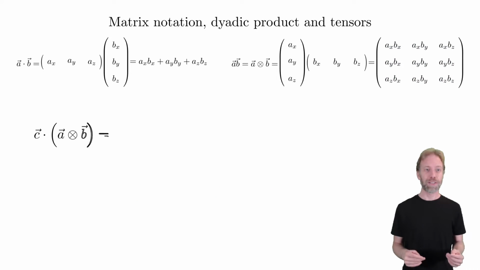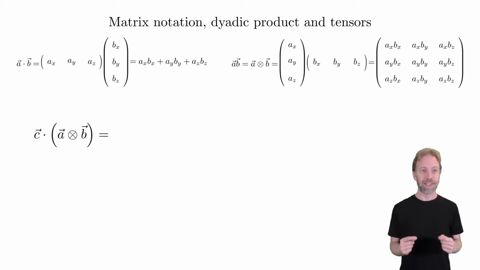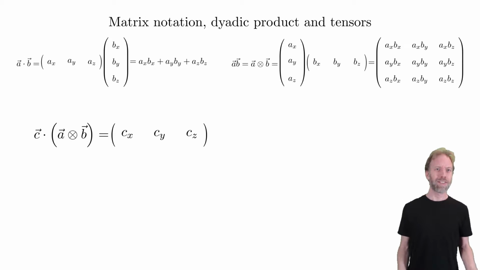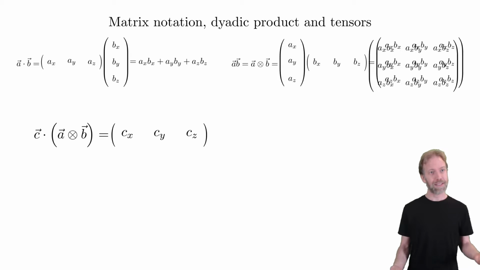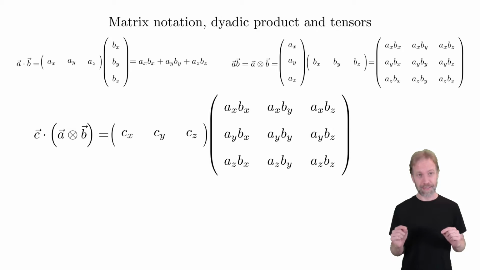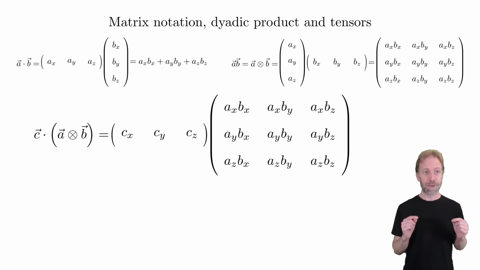Next up, we are going to define what happens when we take the dot product with the dyadic product, which also is the same as taking the dot product between a vector and a tensor of rank 2. Similar to the dot product for vectors, we insert the first vector as a row vector. As the dyadic product is described by a 3x3 matrix, we can insert the matrix as it is and perform a matrix multiplication between these two.